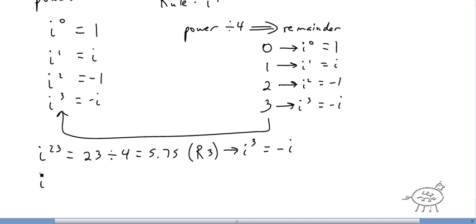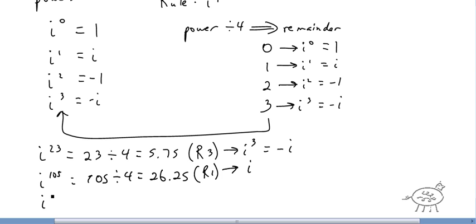Okay, what about i to the 105 power? It's 105 divided by 4, and that's 26.25. And you can even know that too, right? It's got a remainder of 1, because 104 is divisible by 4, a remainder of 0, so it's got a remainder of 1. So there it's just i to the first, or i, right?